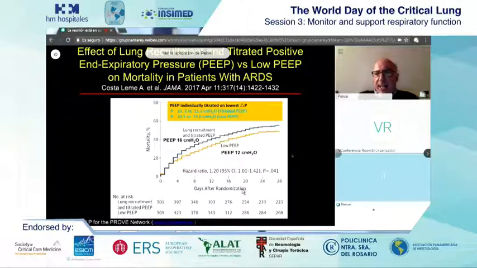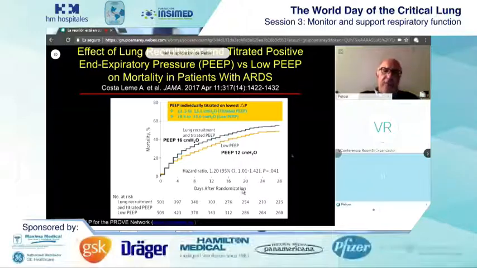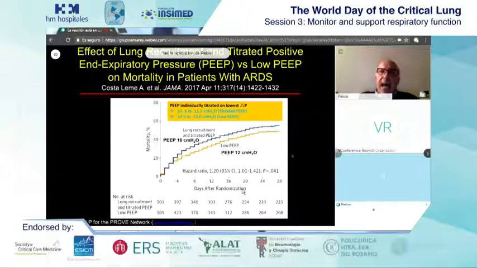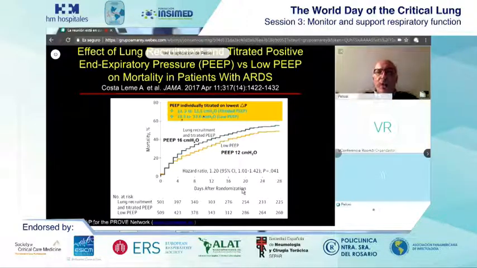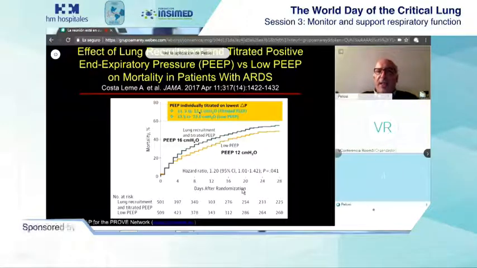This is a very recent study from the Brazilian group, in which one group of patients with severe ARDS was ventilated with a relatively low level of PEEP, 12, according to the low PEEP FiO2 NIH table, and the other group was treated setting the PEEP according to the best driving pressure and best compliance associated with a lung recruitment maneuver. The difference in driving pressure, as you can see here, was almost nothing in the low PEEP group, while it was 2-3 centimeters of water in the titrated group.